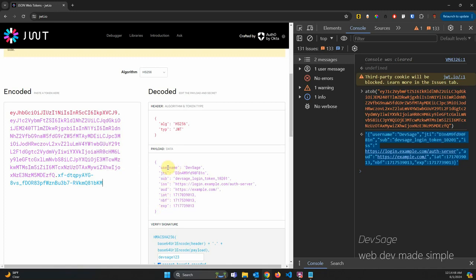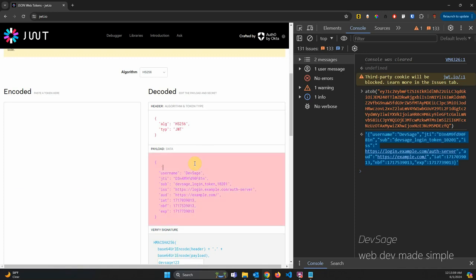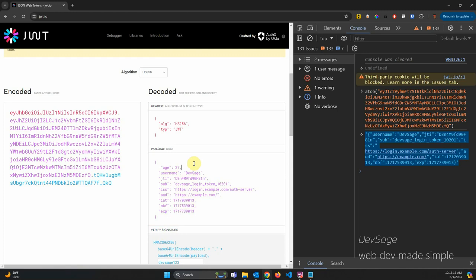There's one claim here that we did not go over, which is the username claim. This is not actually a registered claim. This is a private claim. This is just a claim I made up. So you can pass whatever information you want in the payload, whether it's a registered claim or a private claim. I could have, let's say, age 27. I could do that. And you can pass, like I said, whatever information you want.